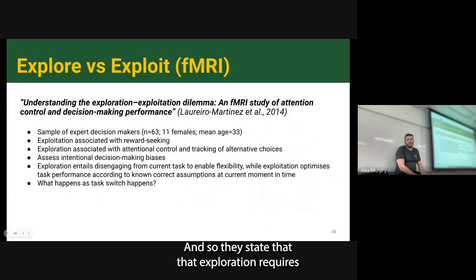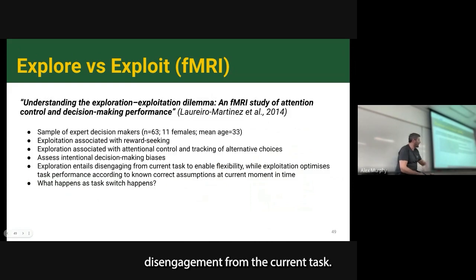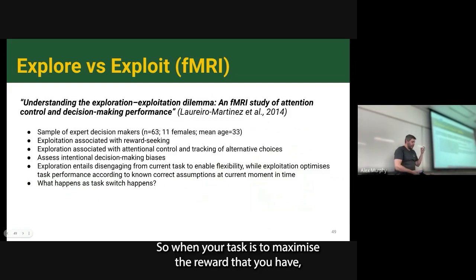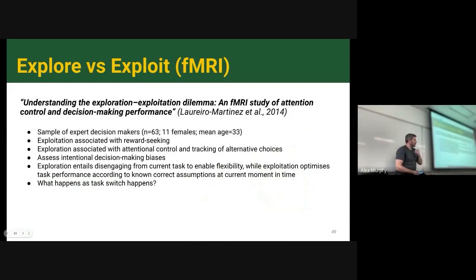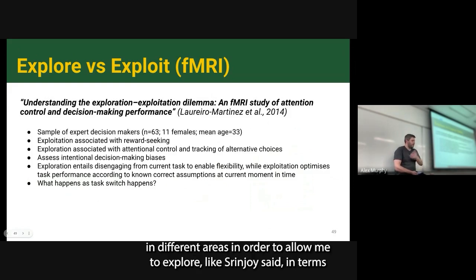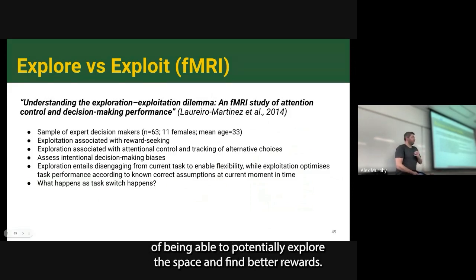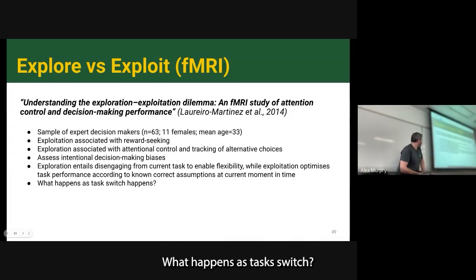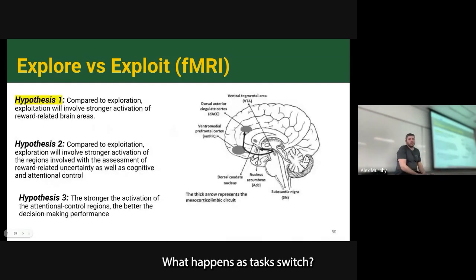And so they state that exploration requires disengaging from the current task. So when your task is to maximize the reward that you have, you need to disengage from that and start to control what else could be going on in different areas in order to allow me to explore, like Srinjoy said, in terms of being able to potentially explore the space and find better rewards. And what happens as a task switch happens as well.